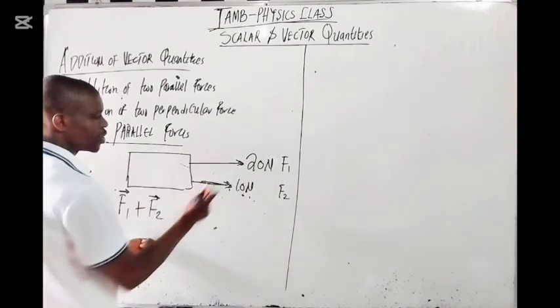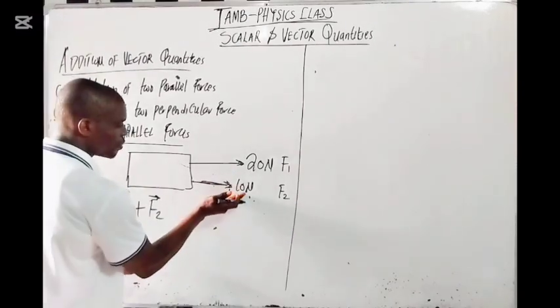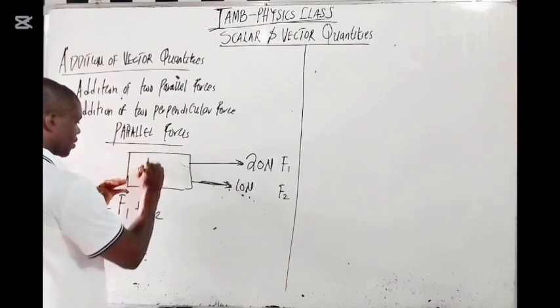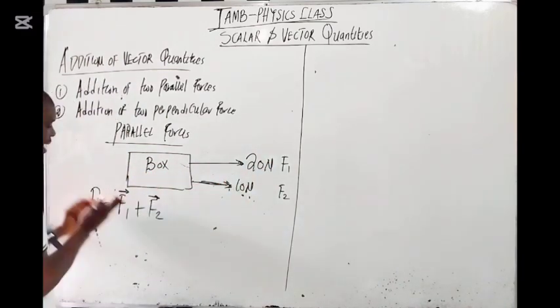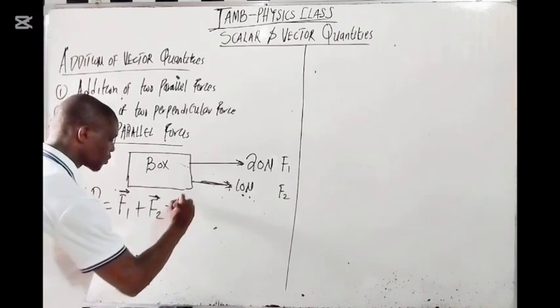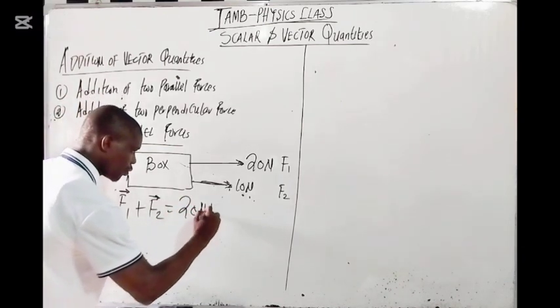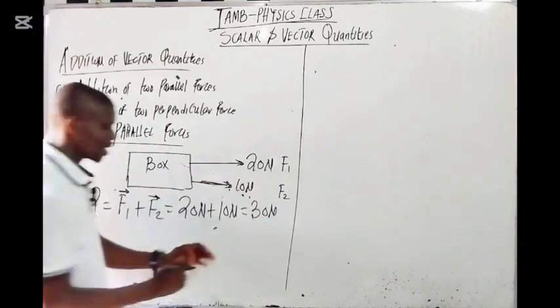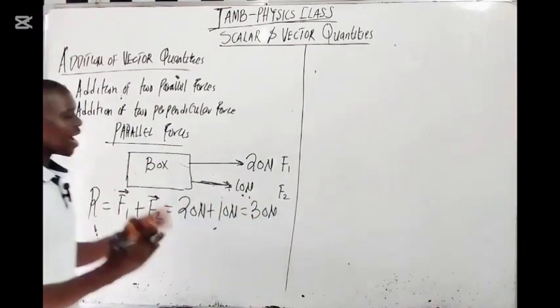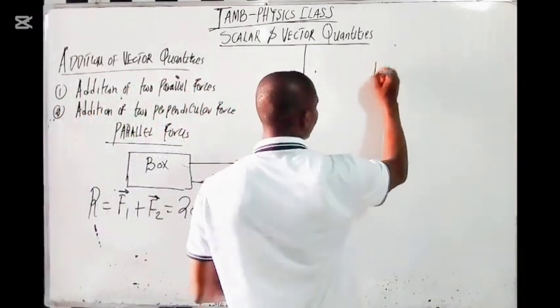So 20 Newton and 10 Newton are acting on this bus in the same direction. The resultant is going to be 20 Newton plus 10 Newton, which is 30 Newton. Do you understand?